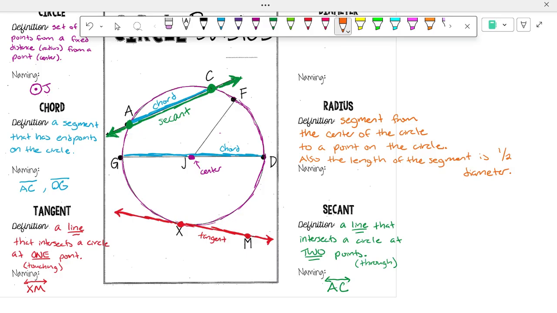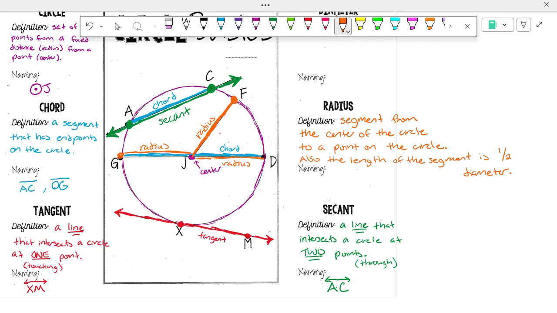So my radius, the most obvious one is right here. So from F to J, it goes from the center of the circle to a point on the circle. Now, the radius is not considered a chord because its center point is not on the circle. It's in the circle, but it's not on the circle. So this is a radius. Another radius would be from G to J as well. So right here would be a radius. And yeah, D to J. That would also be a radius.